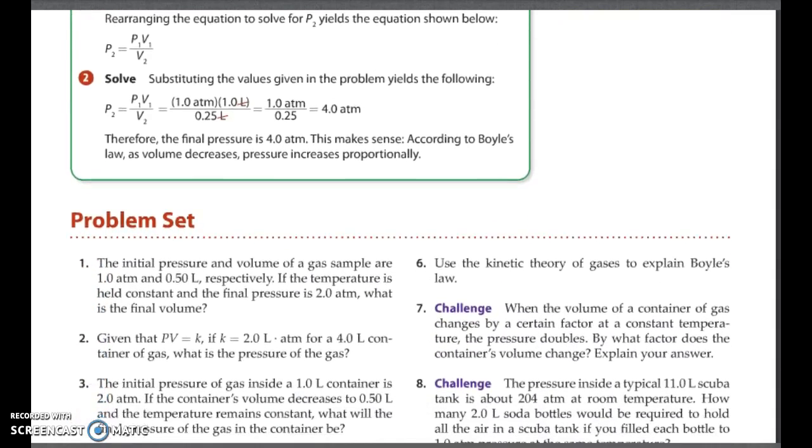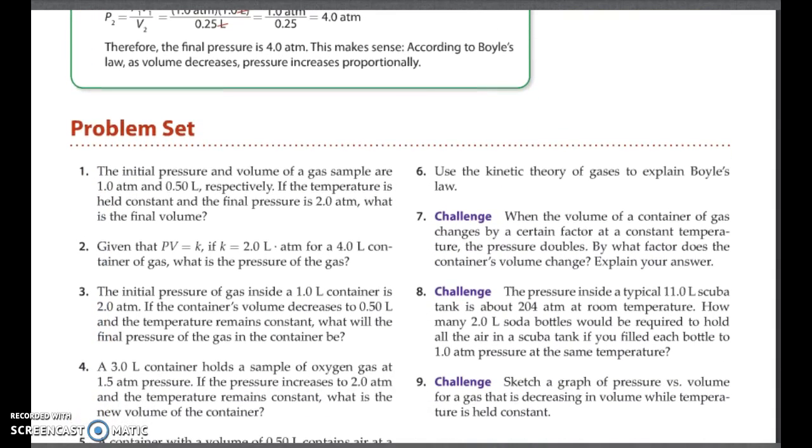All right. And then for this one, it says to just go ahead and do problem 4. You can do the other ones, obviously, that's why they're here, but in the lesson it says to do number 4. So if a 3.0 liter container holds a sample of oxygen gas at 1.5 atm pressure, if the pressure increases to 2.0 atm and the temperature remains the same, what is the new volume? So write down everything you know.